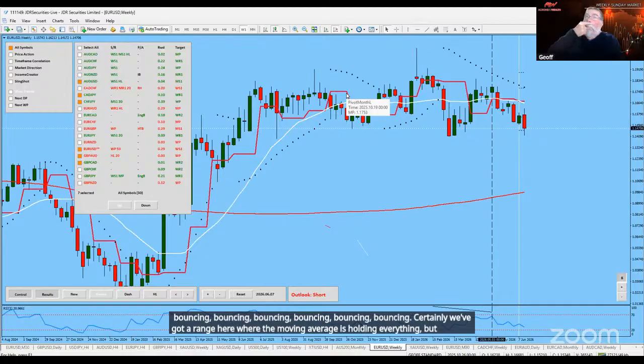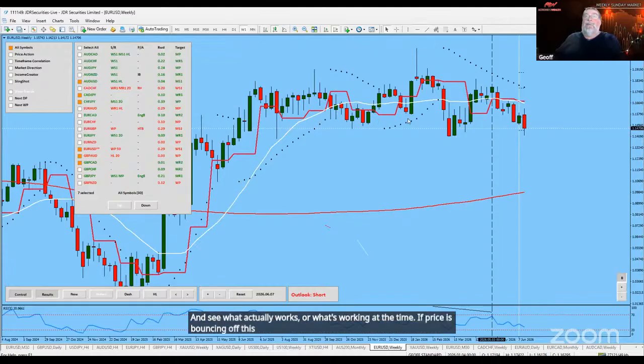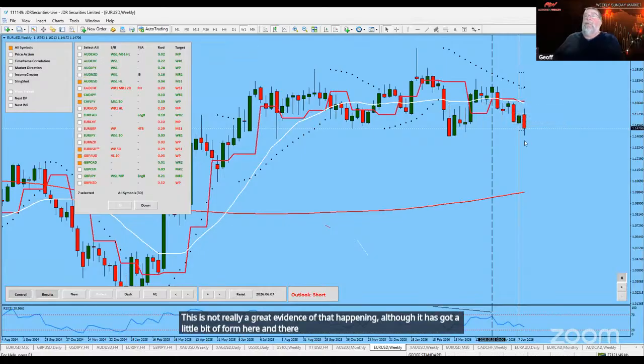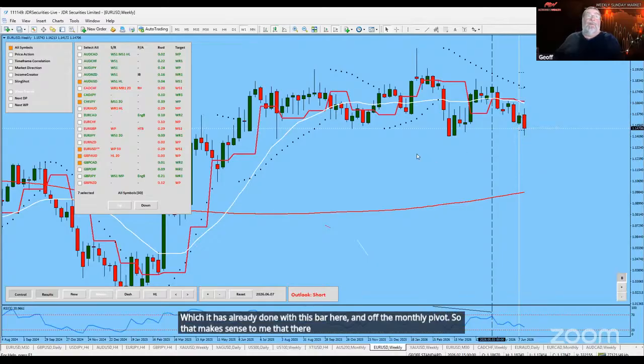play around with it, I would suggest, and see what actually works or what's working at the time. If price is bouncing off this consistently, then it's the one you want to use. That would be my answer to that, really. This is not really great evidence of that happening, although it has got a little bit of form here and there. I'd still want to see it come back and bounce off there, which it has already done with this bar here and off the monthly pivot. So that makes sense to me that there is a bearish outlook on euro versus the dollar.